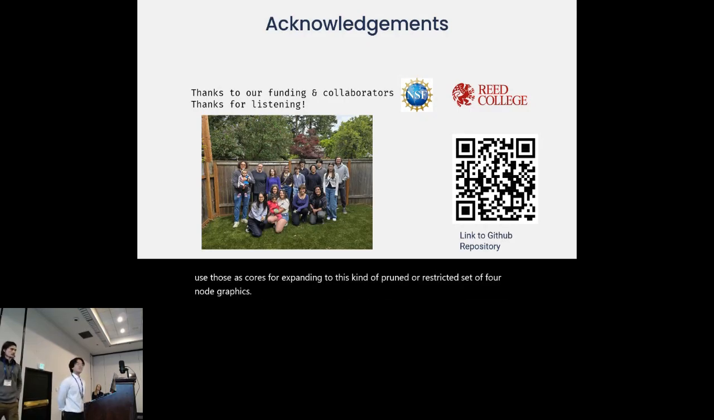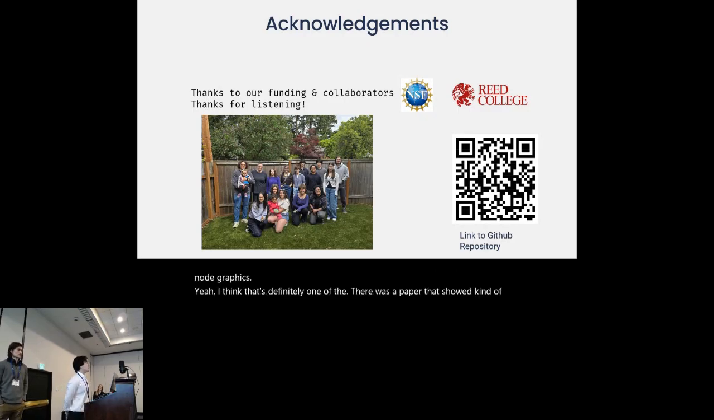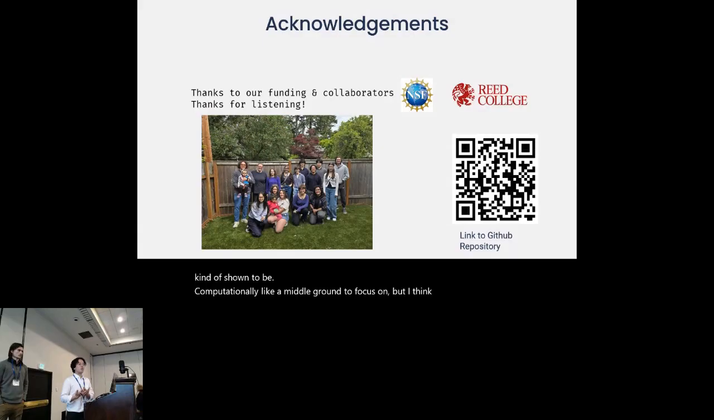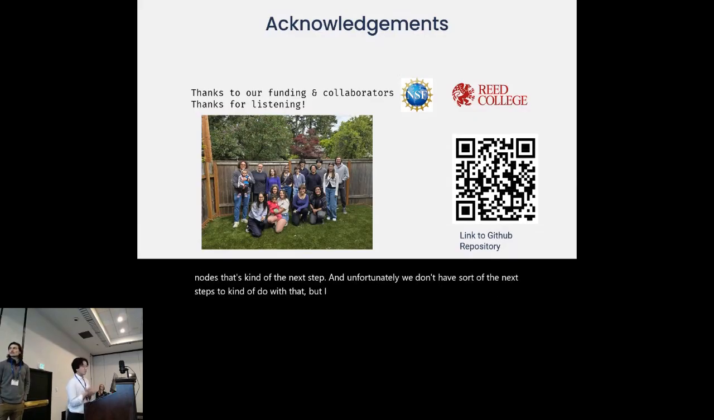Yeah, I think that's definitely one of the next steps. There was a paper that showed the significance of a lot of these other papers. Specifically, I think Jaeger-Leidon et al. focused specifically on the 3-node, and they've been shown to be computationally a middle ground to focus on. But I think definitely for 4 nodes, that's the next step. Unfortunately, we don't have the next steps to do with that yet, but I think further research would be great for that.